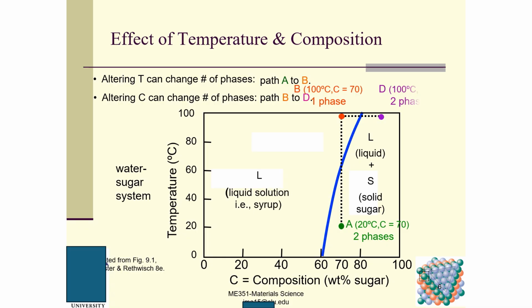Altering C can change the number of phases also. You can see here on path B to D, here is one phase, right? If I increase the concentration of the sugar and go horizontally to this point, I will have liquid and solid sugar, because the water cannot dissolve all the sugar I just added. As a result, I have two phases. One is liquid, one is the solid sugar.